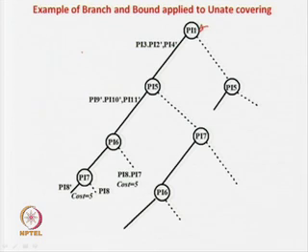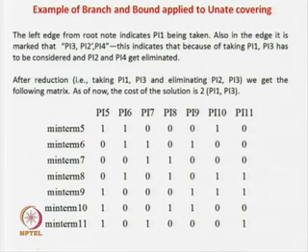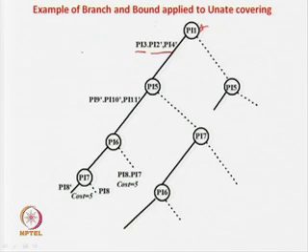What it says is that Pi1 is taken, obviously, and then Pi3 comes into the picture by default because it becomes essential, and Pi2 and Pi4 get deleted because of the column dominance. Okay. That is being represented by this part of the tree. So, the left edge indicates that Pi1 is taken, and because of taking Pi1, Pi3 has become essential and has to be taken, and Pi2 and Pi4 get eliminated because of the row dominance. So, this is what is being represented over here.